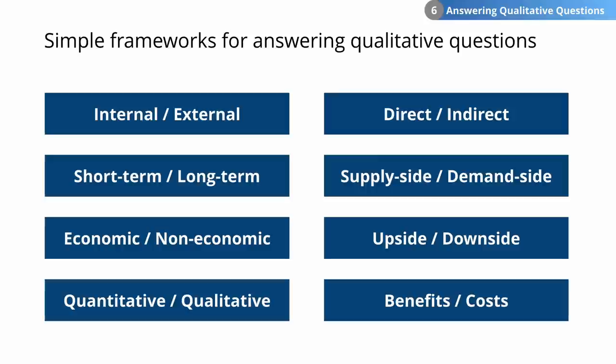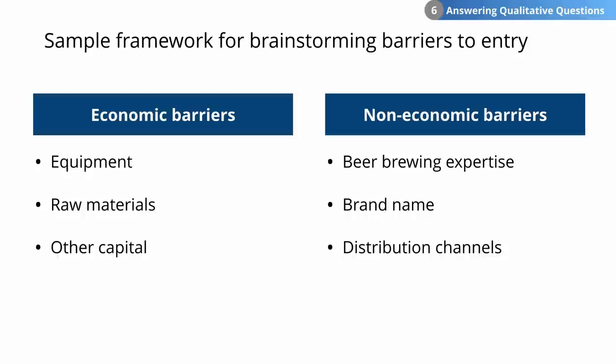In this example, are these barriers to entry high or low in your opinion? Do you think our client can overcome these obstacles to enter the beer market? You might answer this question in the following way. I'm thinking of barriers to entry as economic barriers and non-economic barriers. Economic barriers include things such as equipment, raw material, and other capital. Non-economic barriers include beer brewing expertise, brand name, and distribution channels.